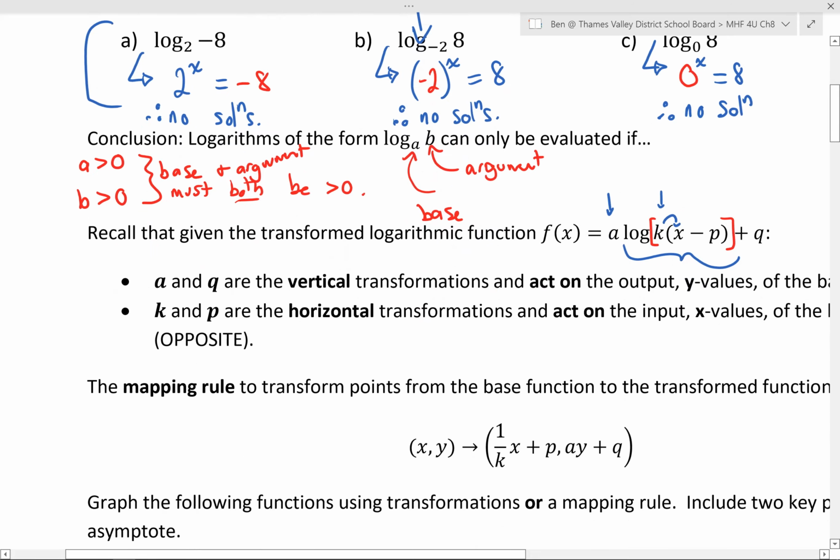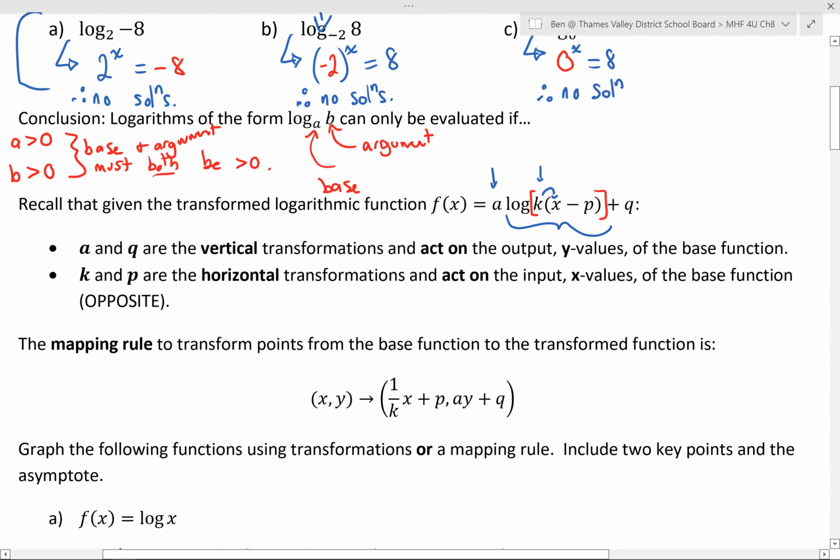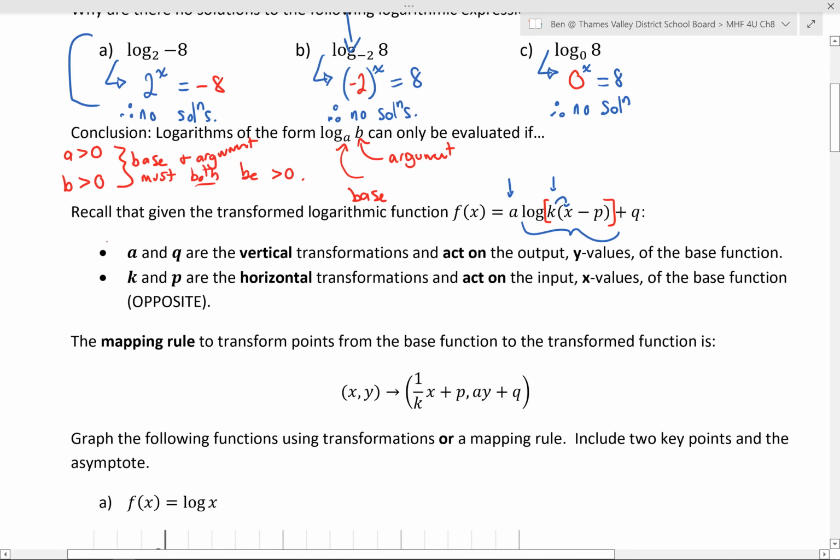All right, now I've already gone over this A, Q, P, and K in order to work with.